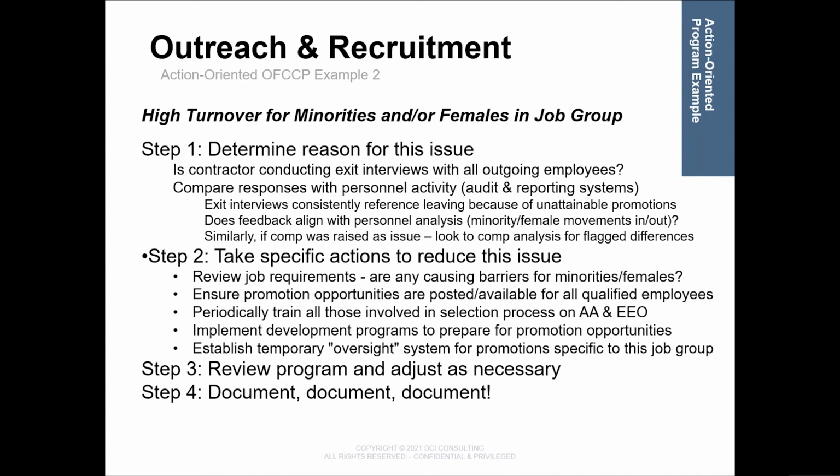Step three is to periodically review all your efforts and to ensure they are effective. And we will talk about how to ensure they're effective in the next slides. Ideally, and required, if you are measuring this effectiveness and it's deemed to not be effective, you want to adjust your efforts as necessary. And last but not least, make sure you're documenting. You want to document all your efforts so they can be assessed in the future, and if needed, they're there for you when you're audited.